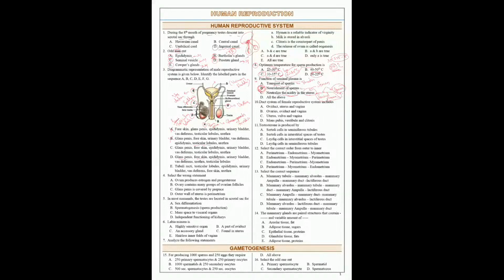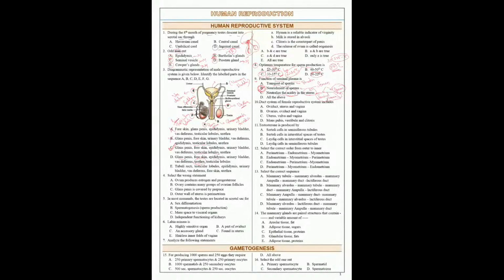A is not the correct answer. C is epididymis, correct. D is urinary bladder, correct. E is vas deferens, correct. F is your testicular lobule, correct. So C is the correct answer. Why? Because F is given as urethra, but no, G is urethra. So here the correct answer is C.